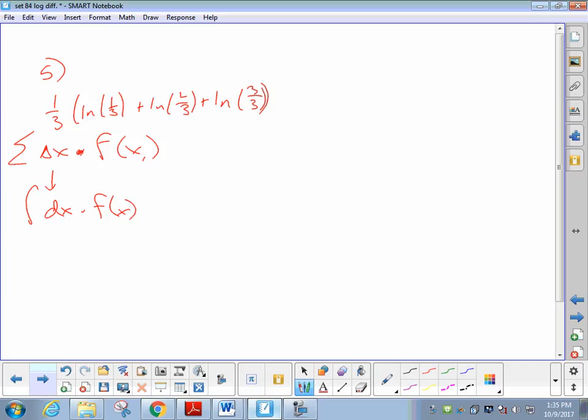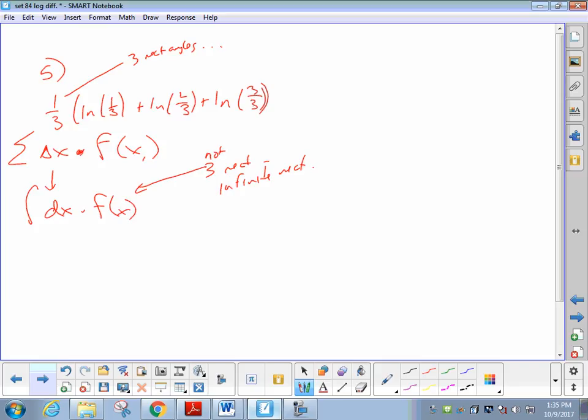Looking at part A, which is the integral expression, it's tempting to say there should be a third in there, right? But the third is just a byproduct of three rectangles here. An integral is not three rectangles. It's just infinite rectangles. So don't think, oh, I need a three. There's not necessarily a three, all right?